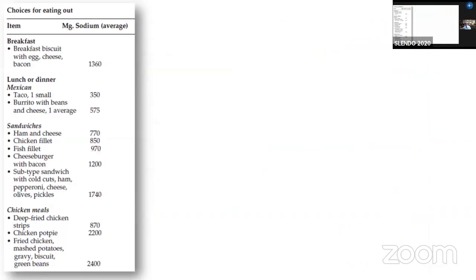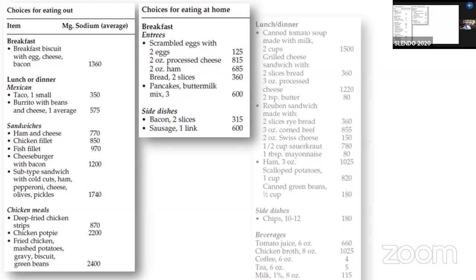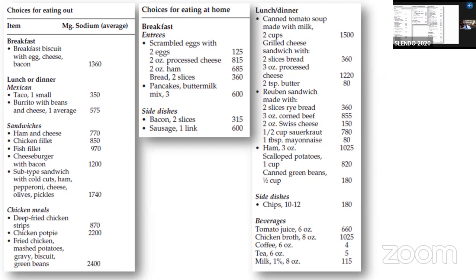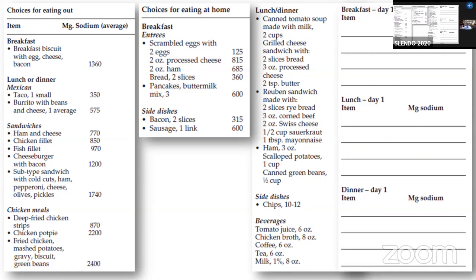We give them choices for eating out, choices for eating at home. And these are all the sodium contents of all these pretty standard food sources. And then we have several pages where they can add up the milligrams of sodium they had at breakfast, lunch, and dinner so that they can reach 5,000 milligrams of sodium. Now in the United States, to be honest, this is really easy to do. I'm highlighting in the bottom left, this is Kentucky Fried Chicken, right? If you just have their fried chicken meal, including mashed potatoes, gravy, biscuit, and green beans, that's 2,400 milligrams of sodium. That's half of what you need in a whole day. So going to fast food restaurants in the US is an easy way to do this. And KFC is in every state in the United States and almost every city.